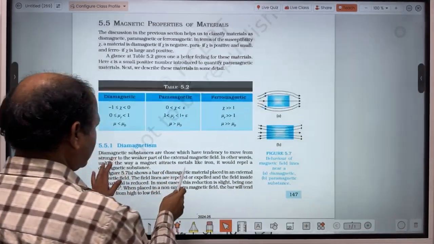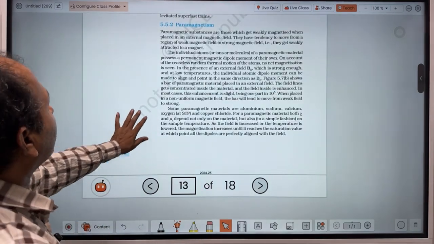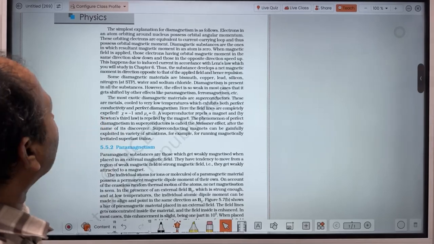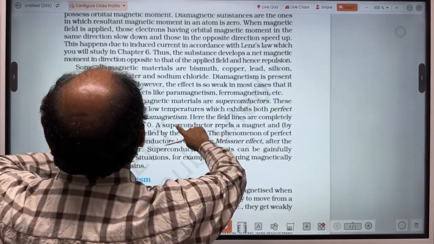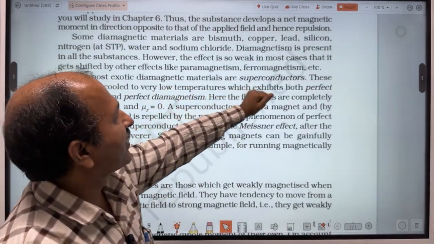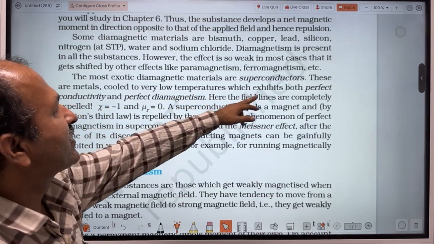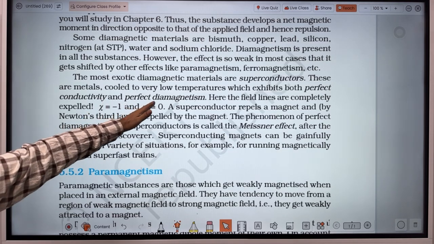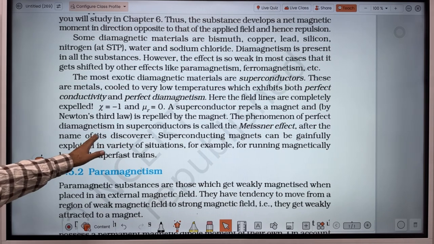So next point is, here the same thing that we have compared is given. Here one important point we will discuss. The most exotic diamagnetic materials are superconductors. These are metals cooled to very low temperature, which exhibit both perfect conductivity, meaning there is no resistance, and perfect diamagnetism. Here the field lines are completely expelled. There is no field line inside.